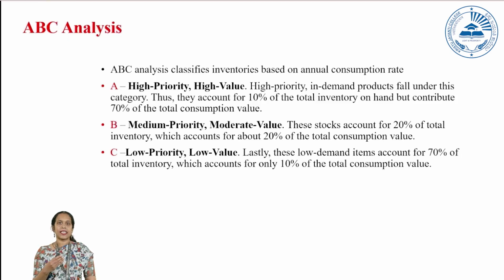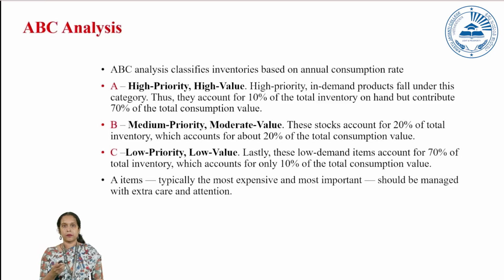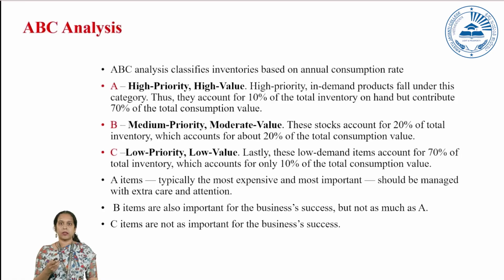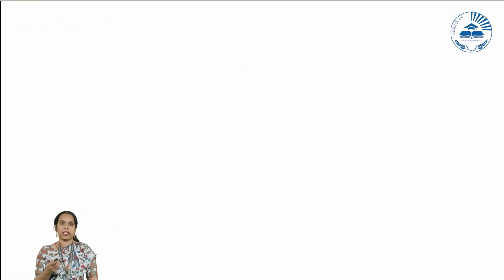And next is the C item, which is low priority, low value. Even if the company has 70% of these C items, they could create only 10% of the value for the company. Certain companies like Dell and Toyota use this ABC analysis. So here we know A items are very important, B items are moderately important, and C items are less important for a company.